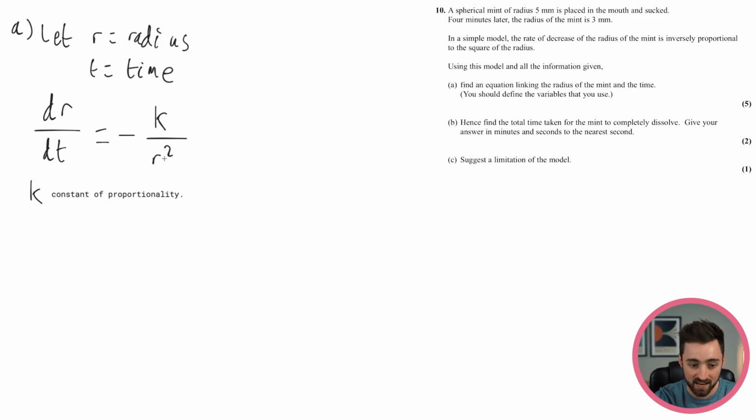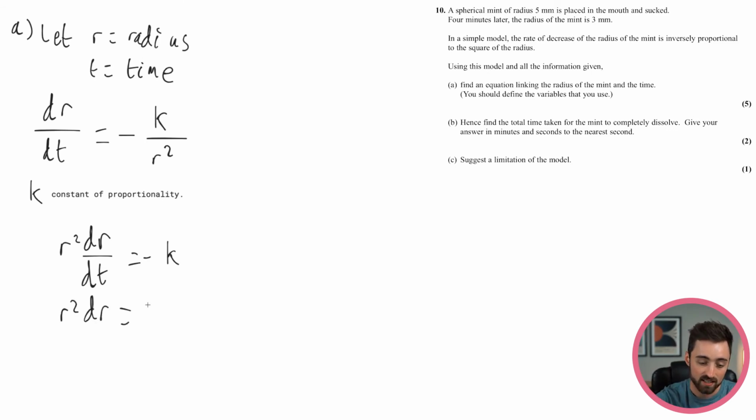So this r squared is going over to the left. So I'm going to get r squared dr by dt equals minus k, the dt flipping over to the right, okay? So I'm going to get r squared dr equals minus k dt. I'm now at a point where I can integrate, okay? So I'm going to do the integral of r squared with respect to r, which kind of makes sense. So I can do that.